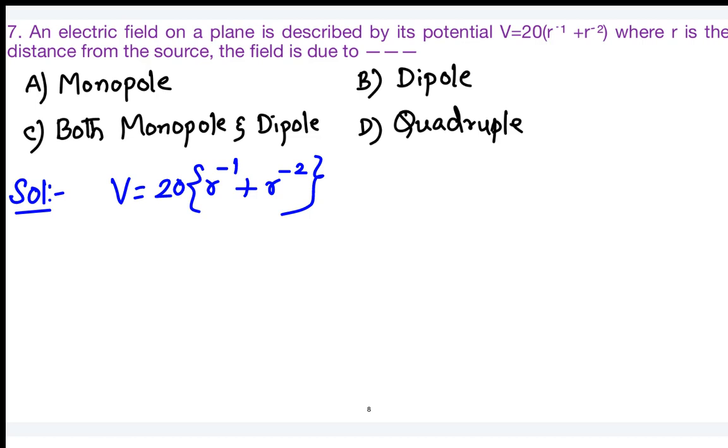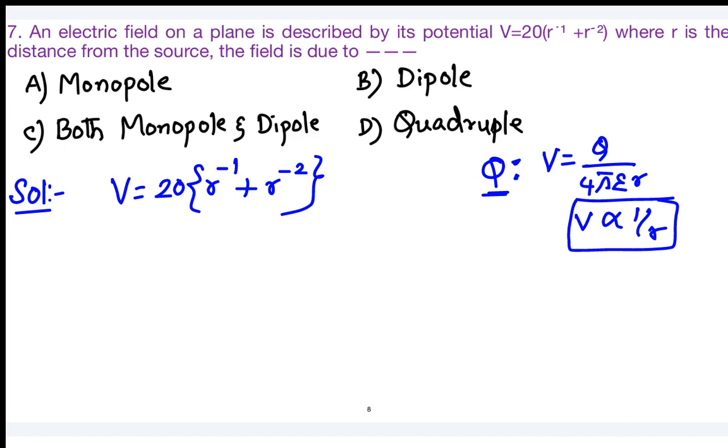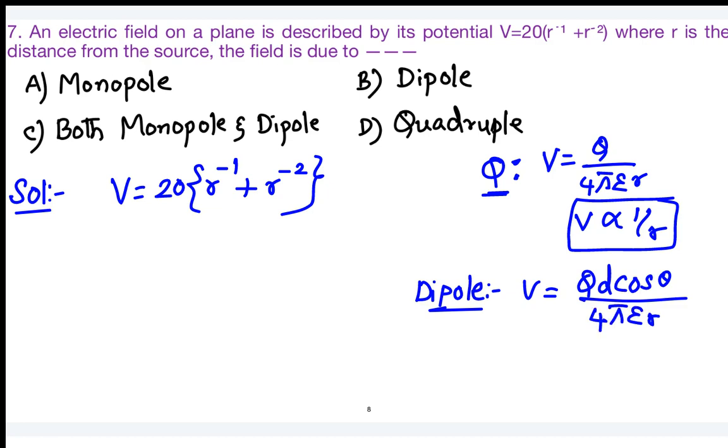First of all, we know that if we have only one monopole, like a point charge, the potential is V equal to Q by 4 pi epsilon into R, right? So in this case, the potential is proportional to 1 by R for a monopole. In the case of a dipole we have also seen the electric potential: Q d cos theta by 4 pi epsilon into R square. So for a dipole, the potential is proportional to 1 by R square.